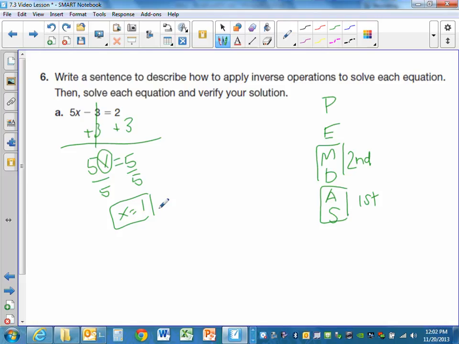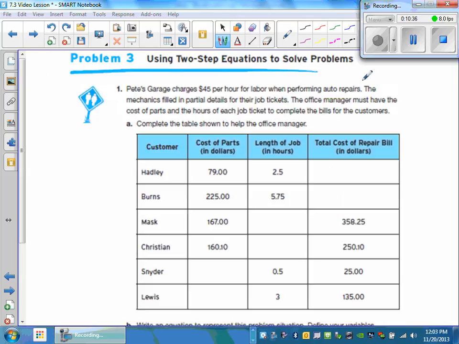So again, go through and complete the next 2 pages, and when you're ready, press play. After you've finished pages 360 and 361, I want you to complete problem 3 on page 362. We will check these last 3 pages in class tomorrow.